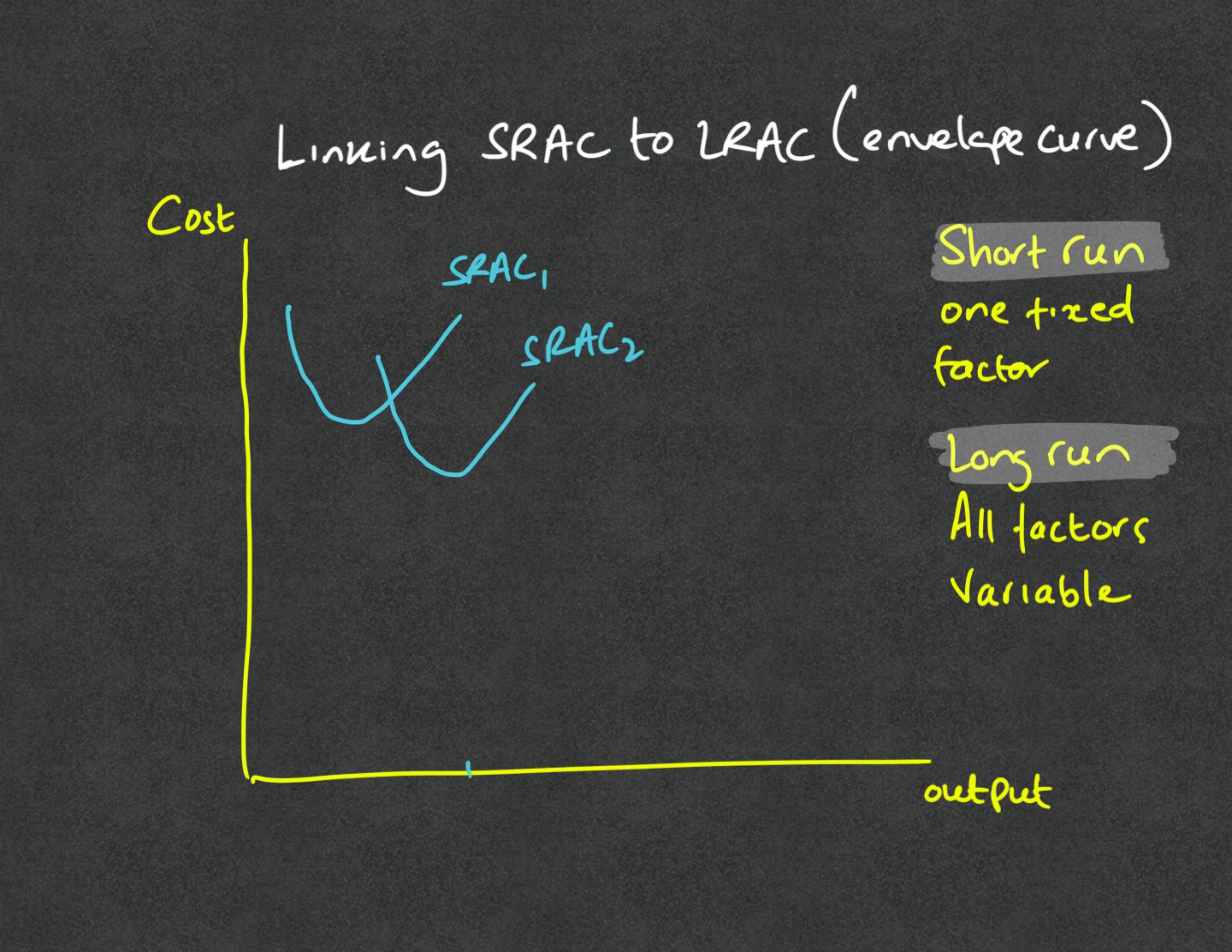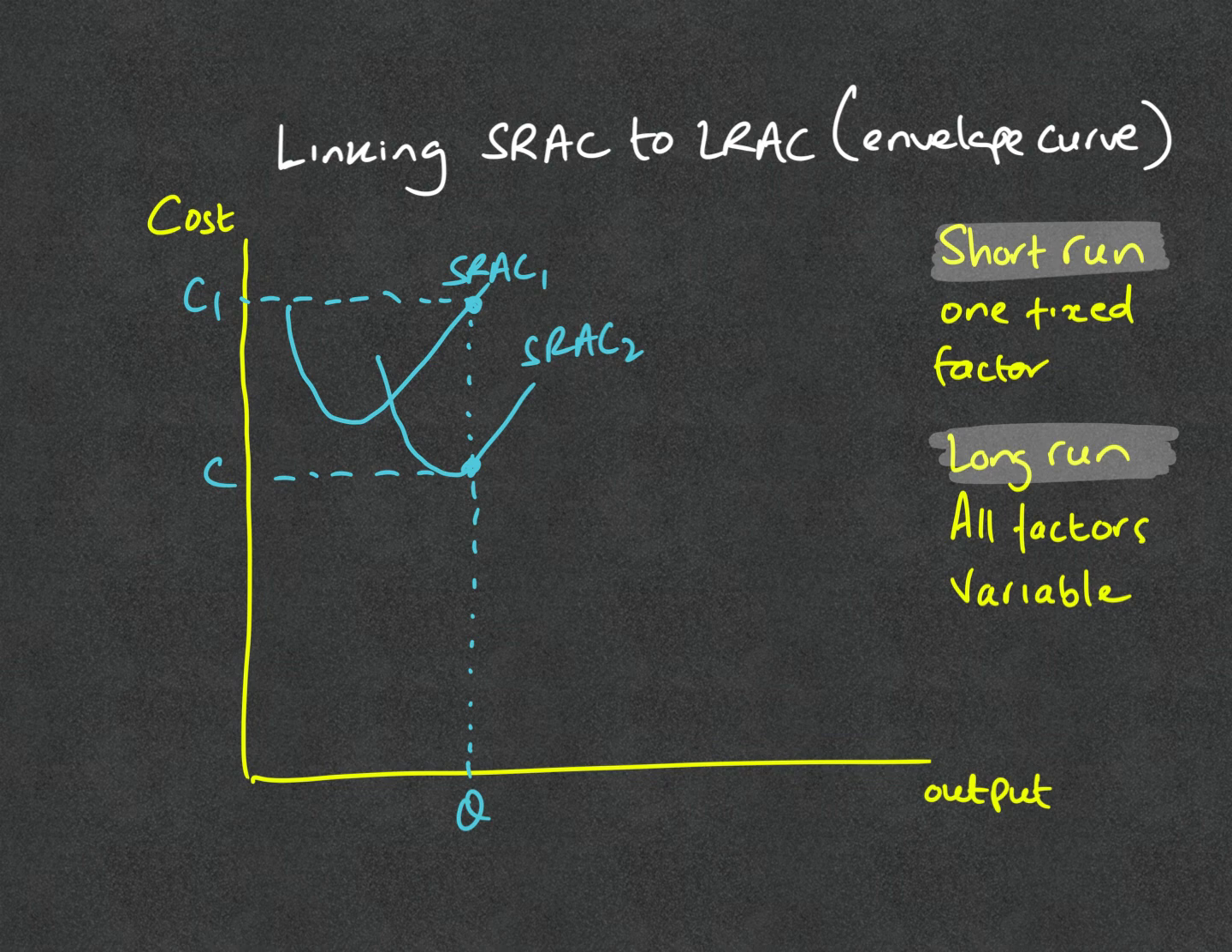Let's have a look at this quantity here. If you take this up, you notice that it touches SRAC2 at a lower cost and SRAC1 at a higher cost. Either is permissible, but you would choose to operate at C, not C1, because it's a lower cost. So wherever there are overlapping SRACs, the business will always choose the lowest corresponding level of cost in order to profit maximize and benefit from low unit costs.